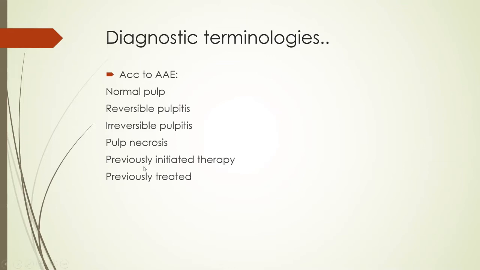Now, what does the term previously initiated therapy mean? It's a tooth that has had root canal treatment with partial endodontic therapy. Partial endodontic therapy means either pulpotomy or pulpectomy. And in the category of previously treated tooth, we place all teeth that have been endodontically treated and obturated or filled with the material, except intracanal medicament. The tooth that has been restored with intracanal medicament cannot be placed in the category of previously treated tooth.